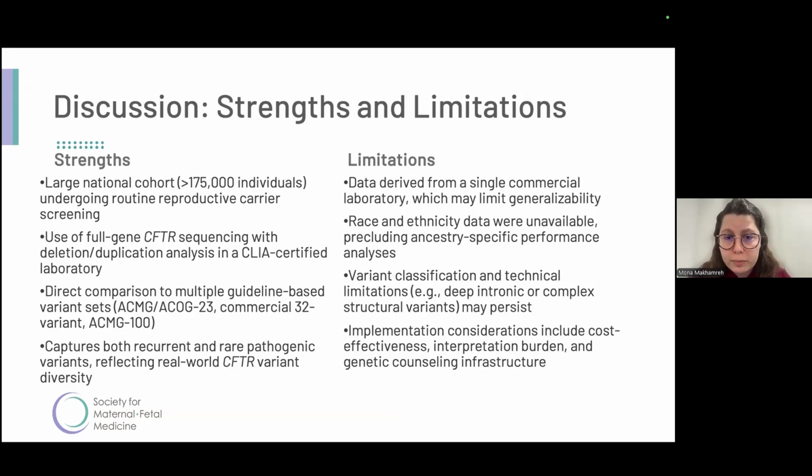However, this study is not without limitations, as the data was derived from only a single commercial lab, which may limit generalizability. Race and ethnicity data was unavailable, precluding ancestry-specific performance analysis. Variant classification and technical limitations, such as deep intronic or complex structural variants, may persist. And implementation considerations, including cost effectiveness, interpretation burden, and genetic counseling infrastructure, are not included.